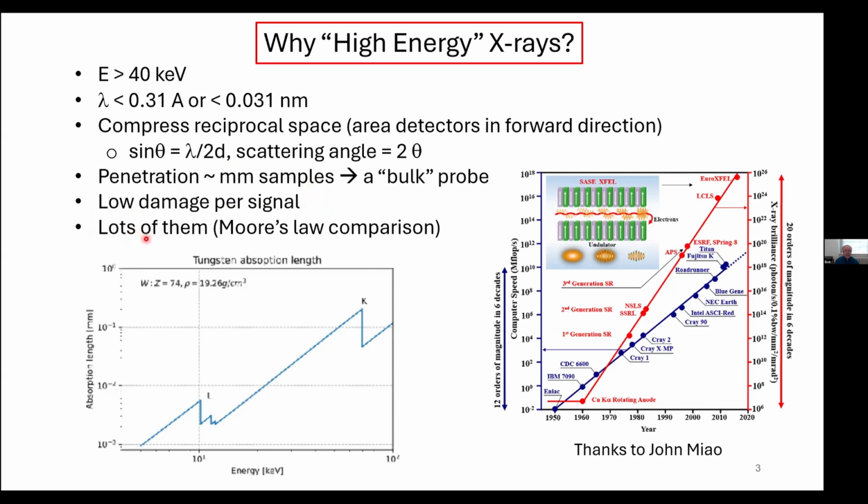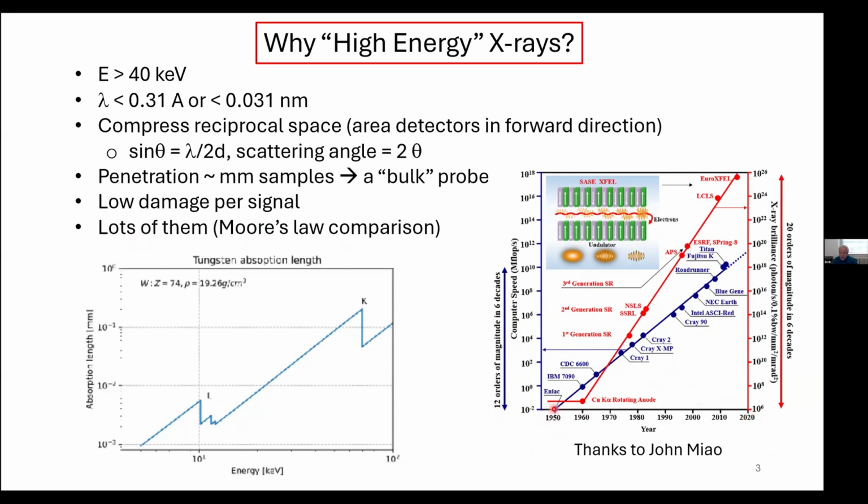And the last point, of course, is that there are lots of these X-rays available, and that's shown in this Moore's law plot over here. It's thanks to John Mao for this image. In dark blue is a representation of Moore's law for computational power. That computational power has increased by about 12 decades, that is 12 factors of 10 in computing speed, over 6 decades of time.